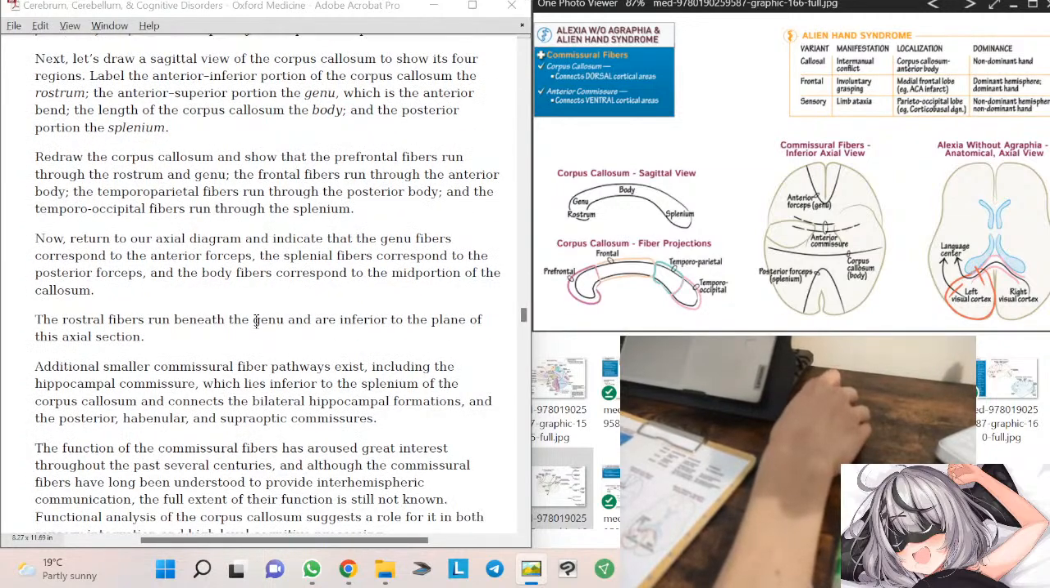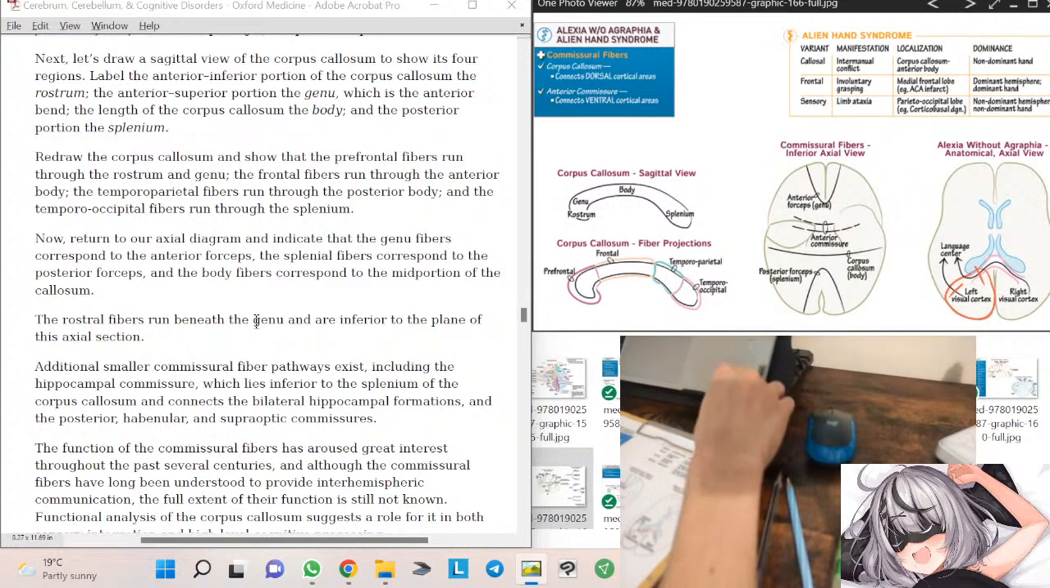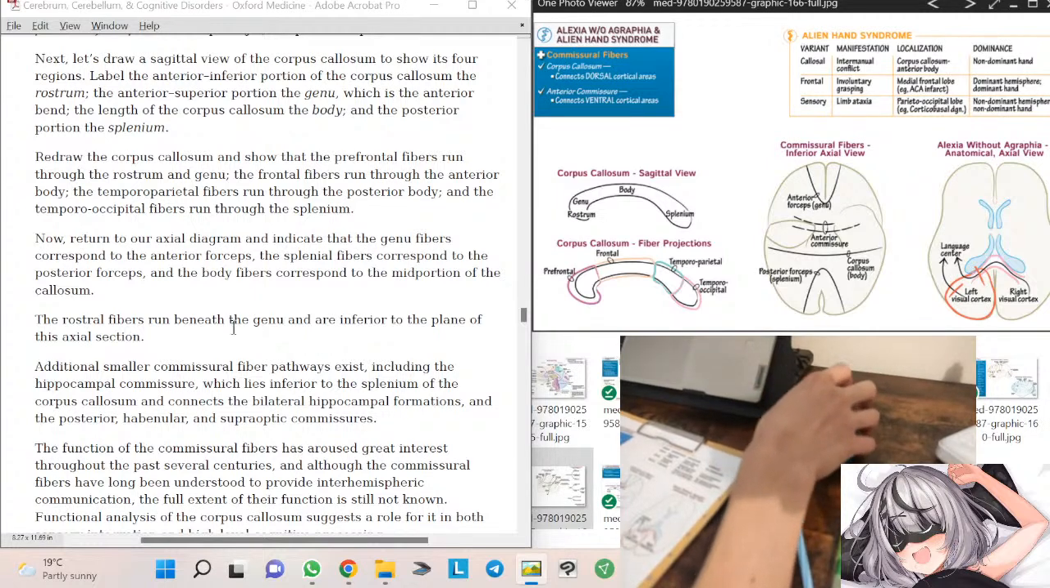Next, let's draw a sagittal view of the corpus callosum to show its four regions. Label the anterior inferior portion of the corpus callosum the rostrum, the anterior superior portion the genu, which is the anterior bend, the length of the corpus callosum the body, and the posterior portion the splenium.